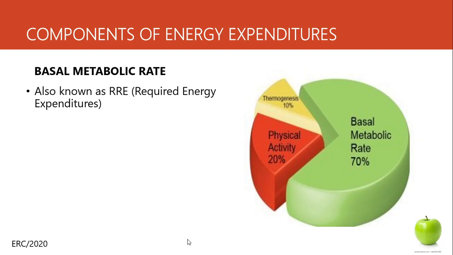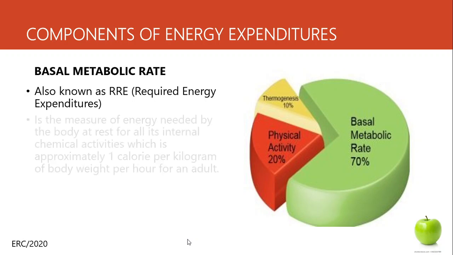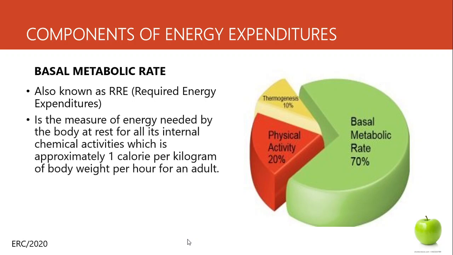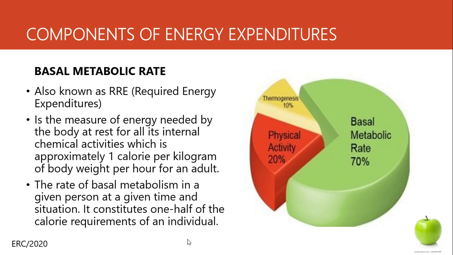Basal metabolic rate is also known as the REE, the required energy expenditure. It is the measure of energy needed by the body at rest for all its internal chemical activities, which is approximately 1 calorie per kilogram of body weight per hour for an adult. The rate of basal metabolism in a given person at a given time and situation constitutes 1/2 of the calorie requirement of an individual.